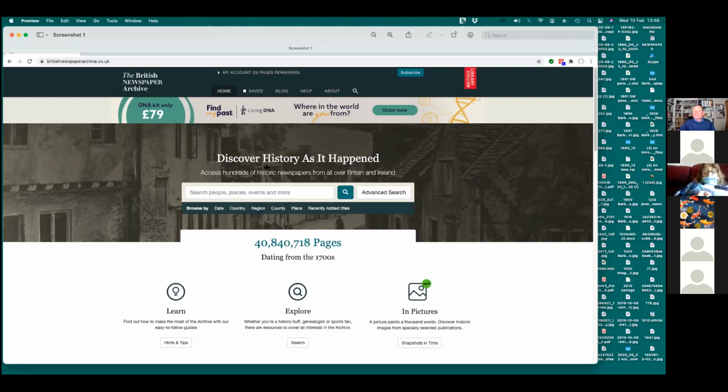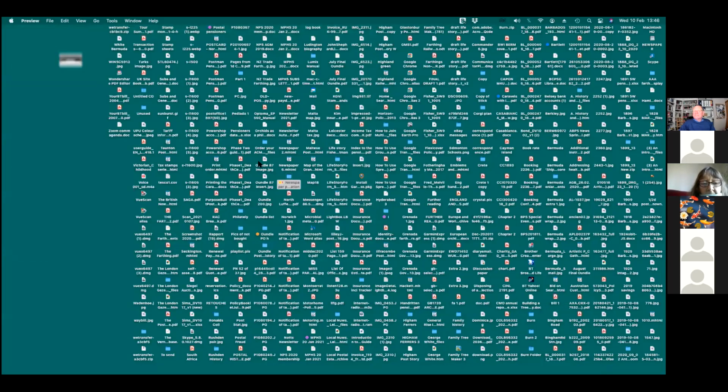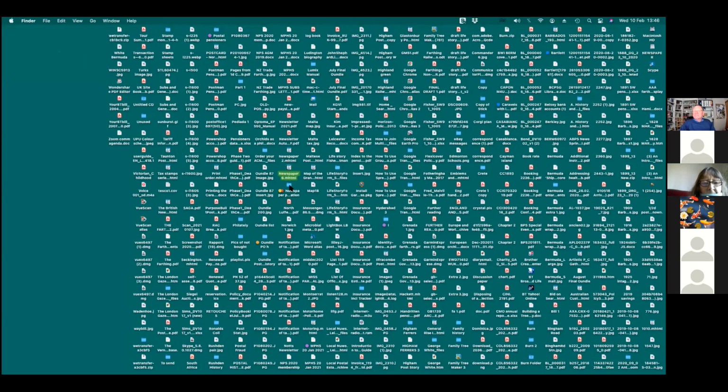And you can search for all sorts of things. This is only a screen capture, which I thought was better than trying to do it on the web. So we'll come out of that one. You can see all the things. You can save the pages that you've saved. My account at that particular time has got 26 pages left. You do have to pay for this, but that's the nature of all these things if you do want to get them.